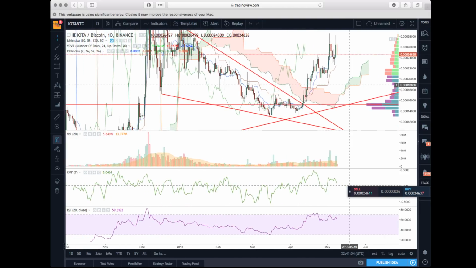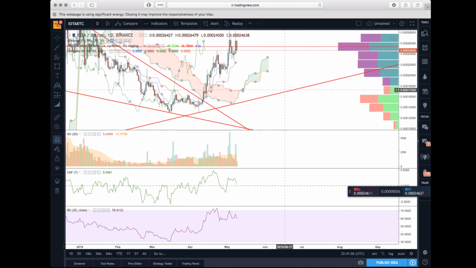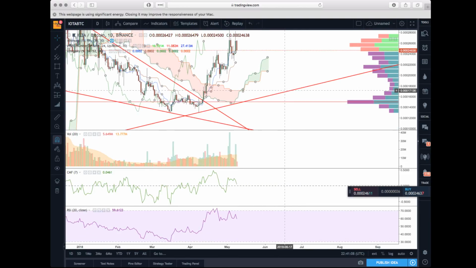So yeah, and this doesn't mean that IOTA can't fall back down here. A lot depends on Bitcoin right now. If Bitcoin falls, or if Bitcoin just goes on a tear, either way, alts are probably going to fall. So Bitcoin really has to go sideways or climb slowly. Those are the two things we want to see Bitcoin do in order for alts to continue their run right now.